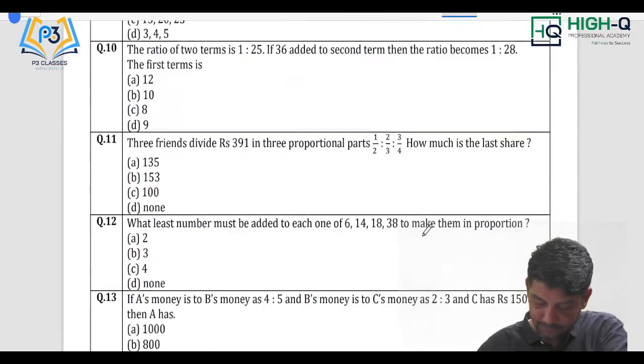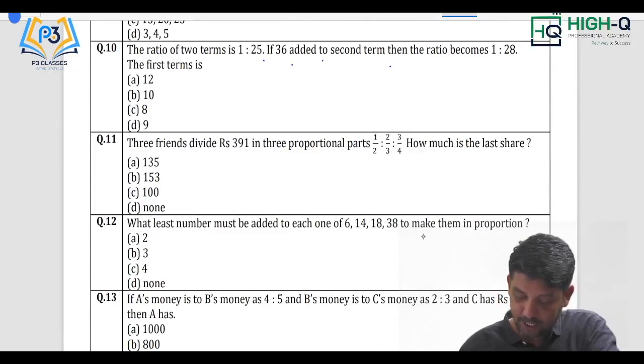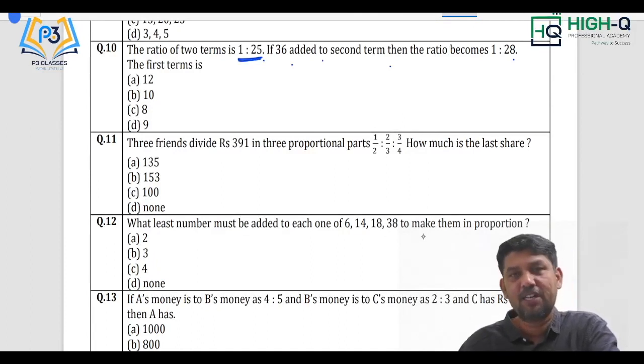Next one. The ratio of two terms is 1 is to 25. If 36 is added to the second term, the ratio becomes 1 is to 28. The first term is, look at this. Ratio of the two terms is 1 is to 25, is given. Sir, can we use trial and error method? Of course, you can use trial and error method.